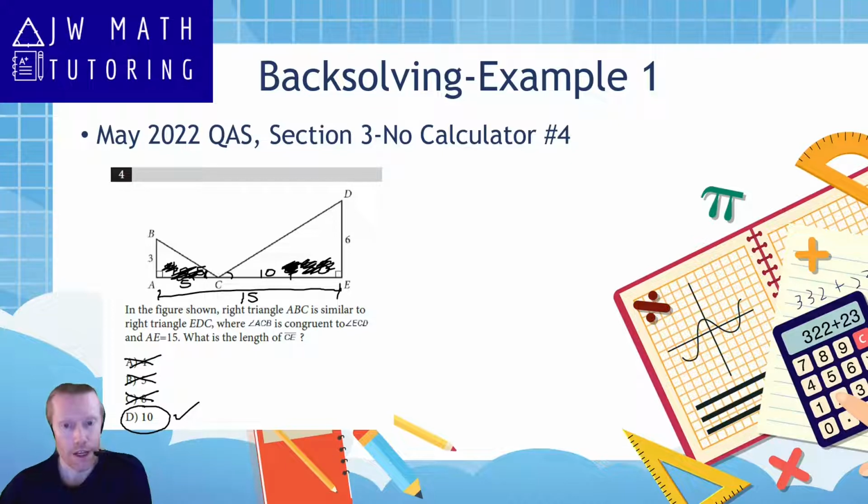Again, an example like this might not be any quicker or easier to solve using back solving, but I just wanted to use this problem to demonstrate the technique and show you how the process works. The whole idea is that I'm taking the answer choices and plugging them into the problem. For the correct answer, I'm going to confirm some piece of information in the problem, which in this case is that AE equals 15.